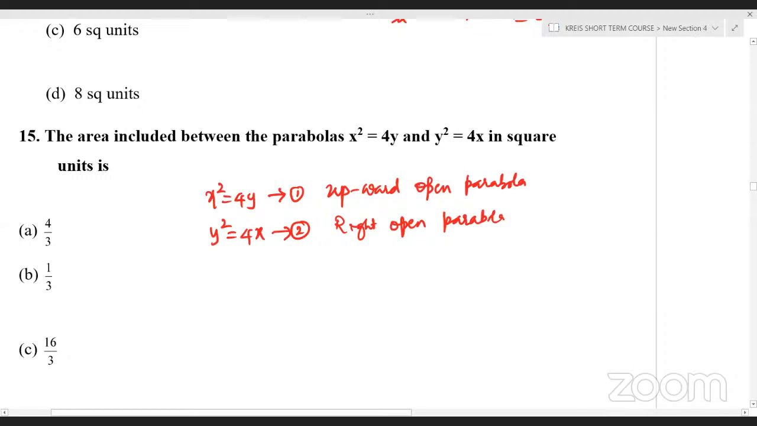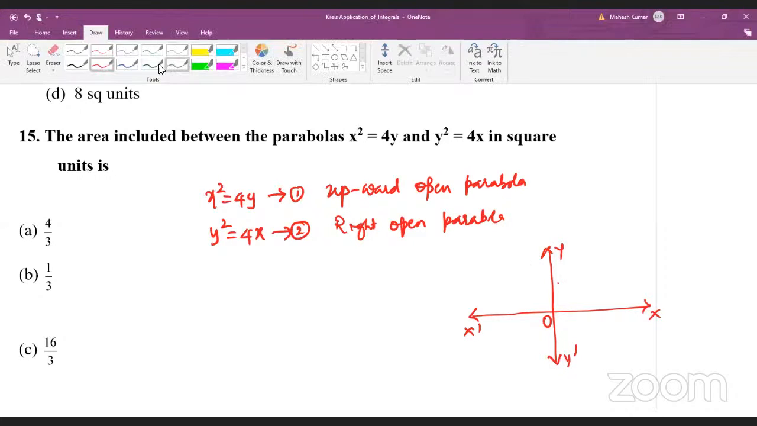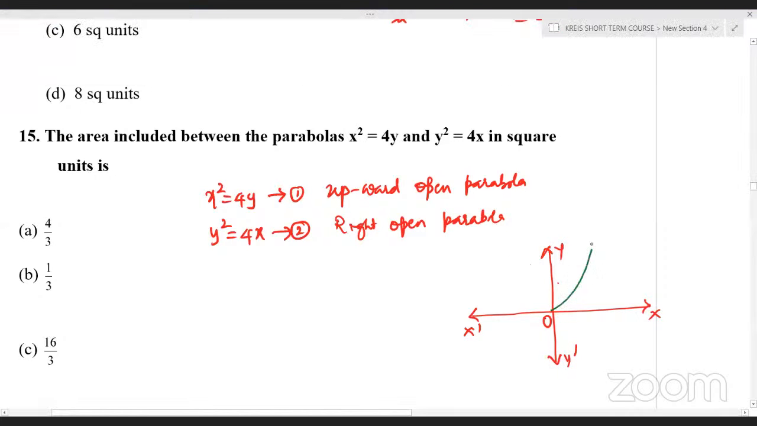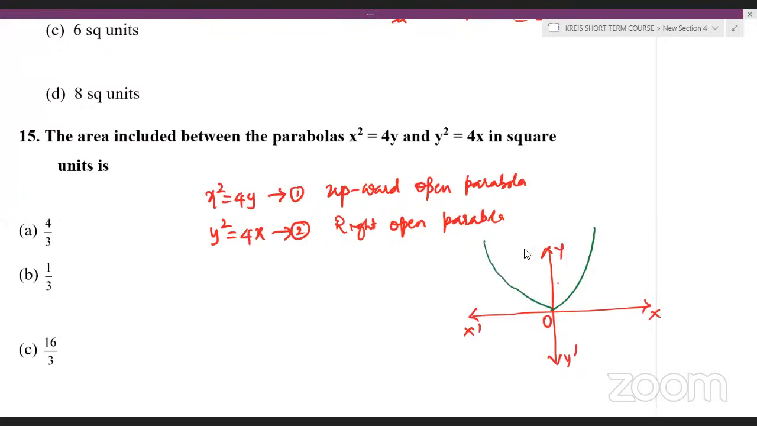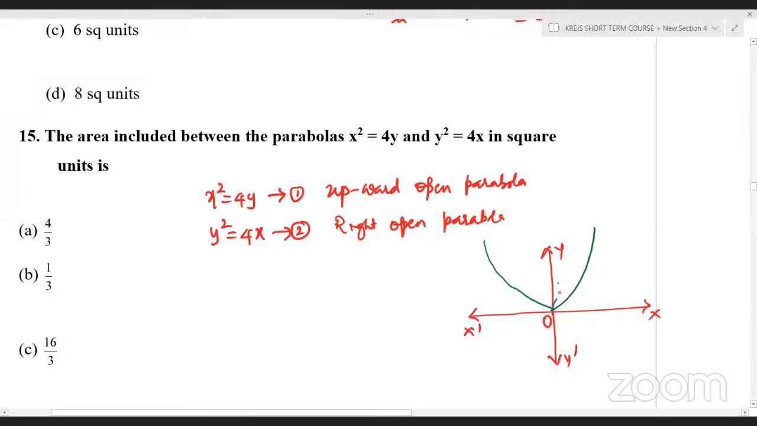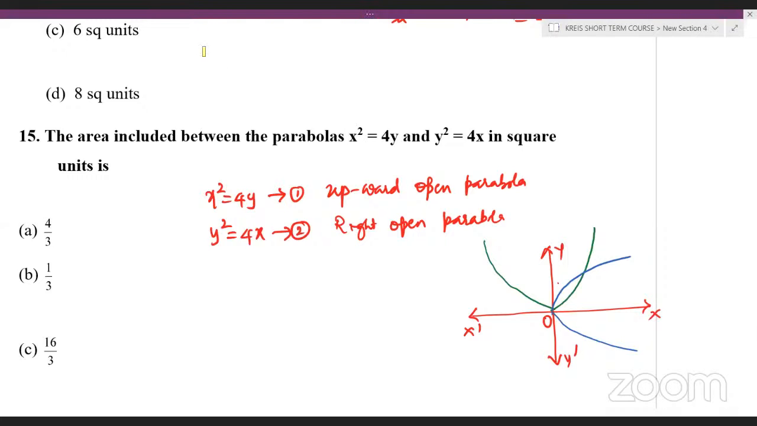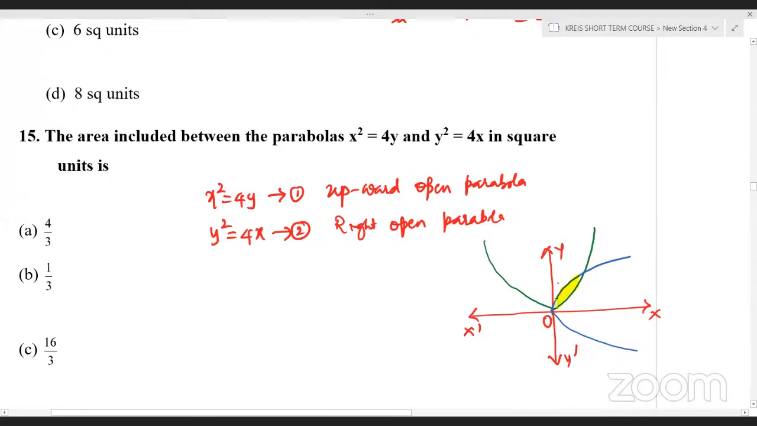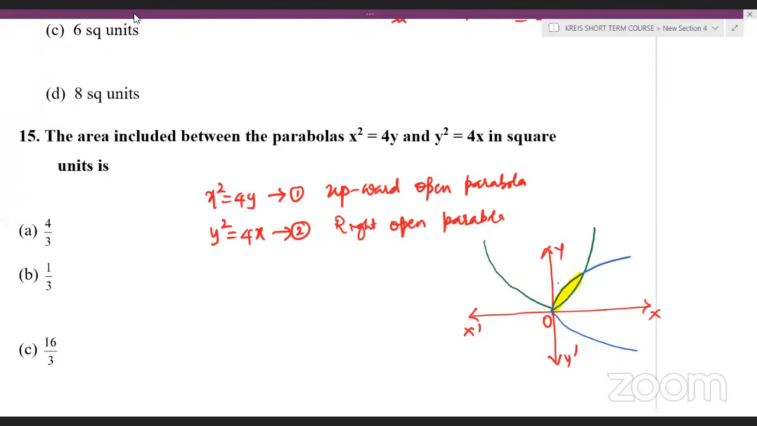Otherwise, area will be like this, right? It is having an upward open parabola and a right open parabola. So they are going to meet each other at origin, right? So it will be an upward open parabola like this and the right open parabola, with origin. Now the required area is going to be the area of the loop, right? So area of the loop, that is what you need to find out.